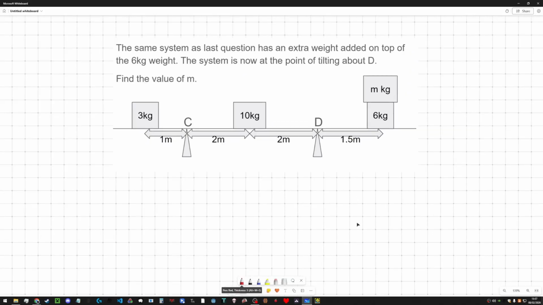Alright, the same system as last question has an extra weight added on top of the 6 kilogram weight. The system is now at the point of tilting about D. So I only briefly went over this earlier. But the point of tilting means that the moment about D is equal to 0, and if you were to add more weight to this side, then it would cause the whole system to rotate.